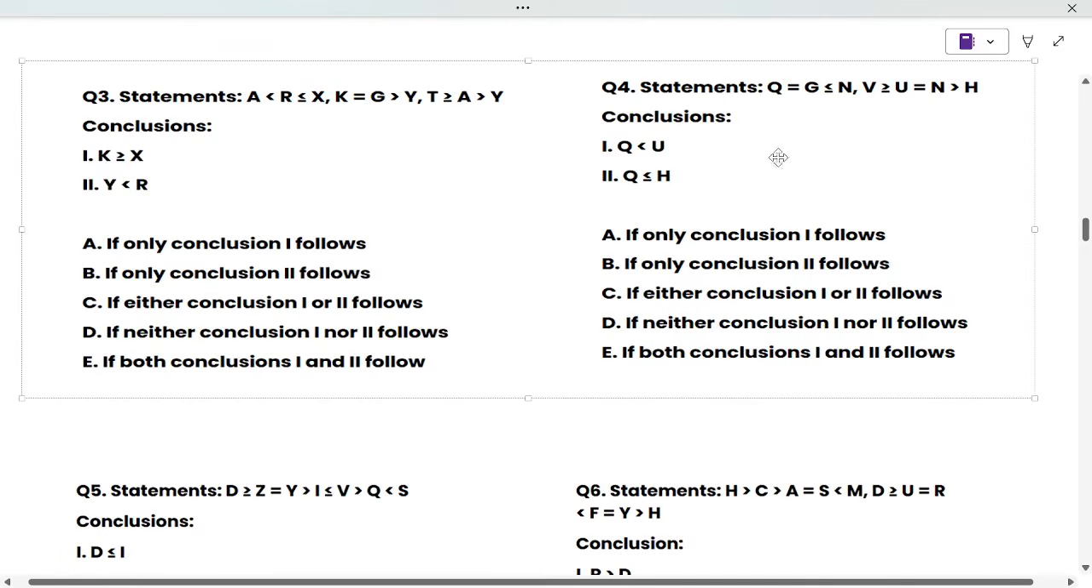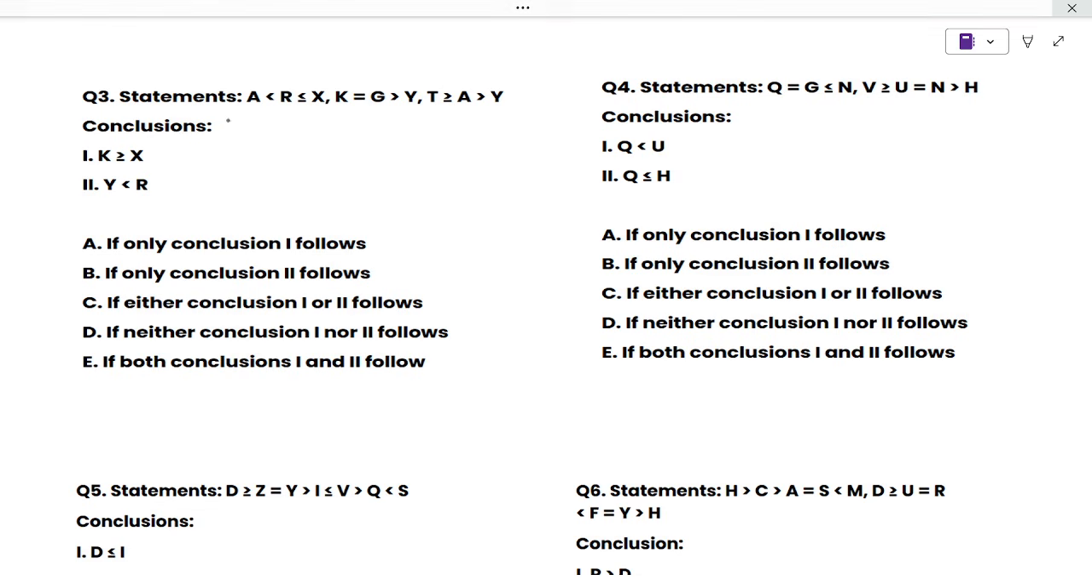Now here, option 3, question number 3, the statement is given. Okay, fine. K is greater or equal to x, sorry, k is greater or equal to x is given. So from k, we can go to g if there is equality, k is equal to g, and g is greater than y. So a path may exist.